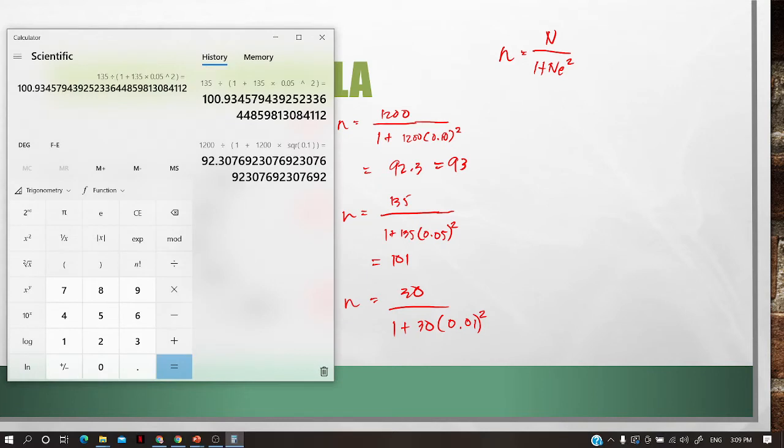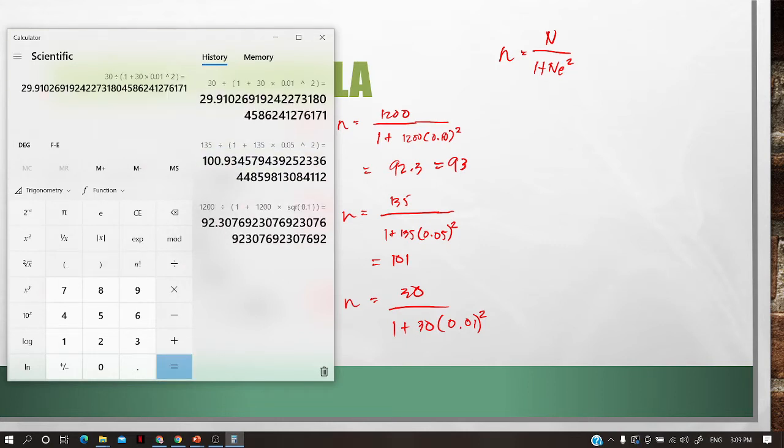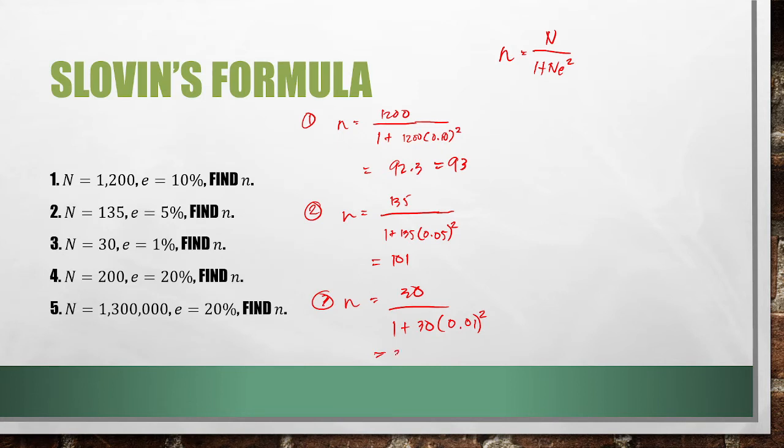Plugging that into our calculator, we have 30 divided by parenthesis 1 plus 30 times 0.01 squared. So we will have here 29.9, which is actually 30. I will be leaving the next two examples for you to compute.